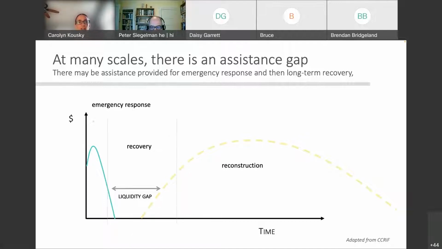This is a graph that I took from the Caribbean Risk Insurance Facility, and they were talking about the dynamics of post-disaster assistance for small island nations, but it actually perfectly captures the same dynamic that we see for communities in the US. After there's a disaster event, there's some immediate influx of dollars. These would be like the FEMA grants I just talked about.